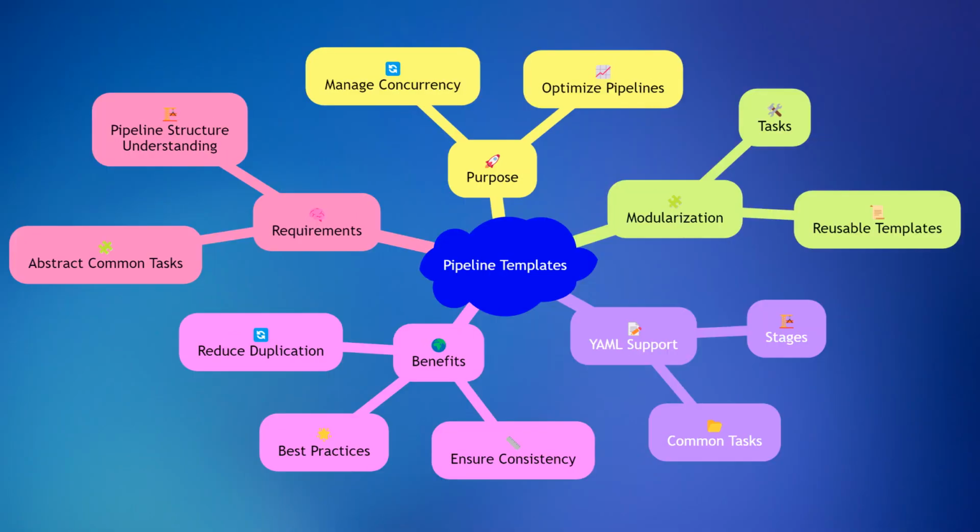Pipeline templates are a powerful way to manage and optimize concurrency in complex pipelines. By modularizing tasks and defining reusable templates, you can simplify the configuration and maintenance of concurrent pipelines. Azure Pipelines supports YAML templates, allowing you to define common tasks and stages once and reuse them across multiple pipelines. This approach not only reduces duplication, but also ensures consistency and best practices across your pipelines. Leveraging templates requires a good understanding of your pipeline structure and the ability to abstract common tasks effectively.